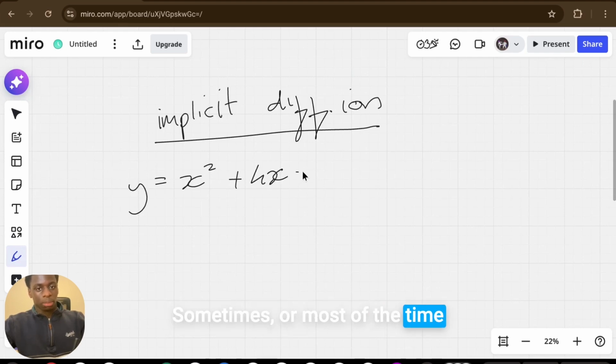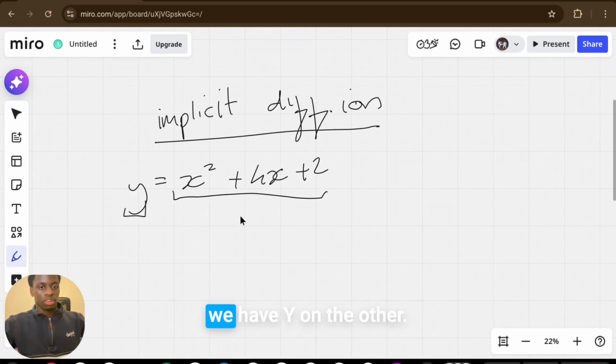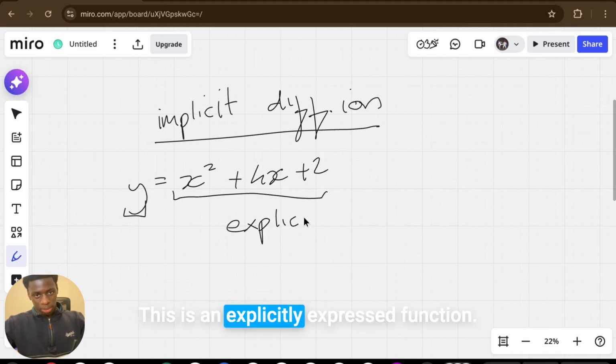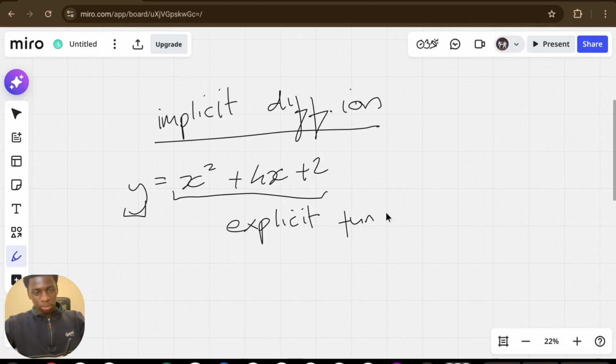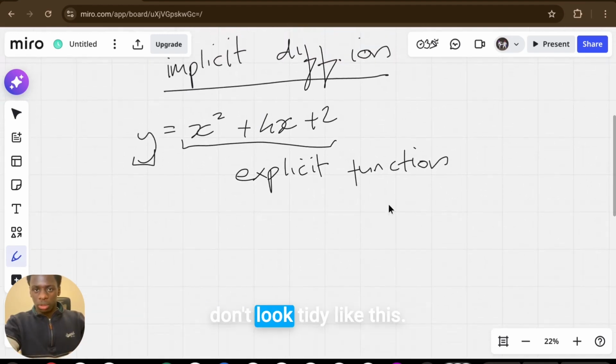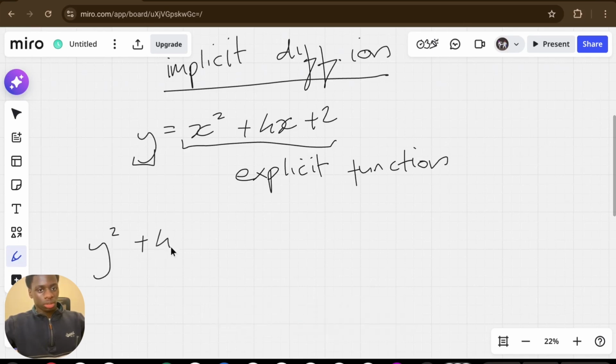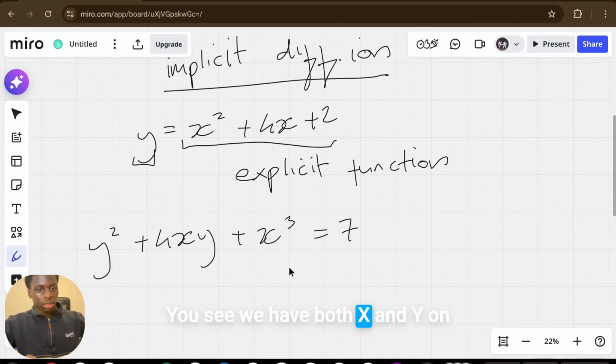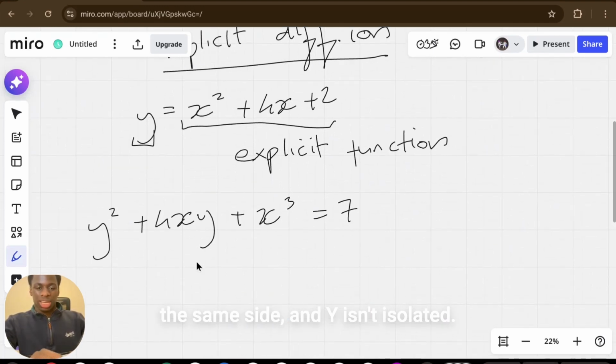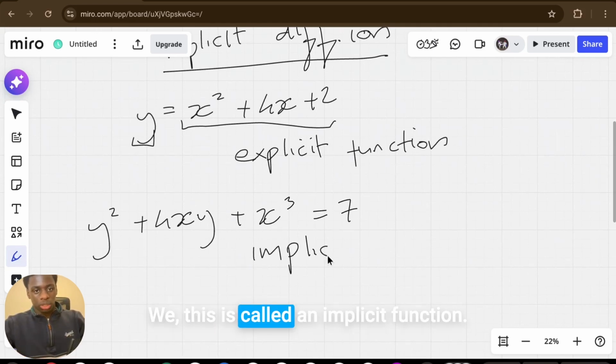Sometimes, or most of the time actually, functions look like this. We have x on one side, and we have y on the other. This is an explicitly expressed function. This is what we're used to, but sometimes functions don't look tidy like this. They look a bit weirder, something like this. You see, we have both x and y on the same side, and y isn't isolated. It looks untidy. This is called an implicit function.